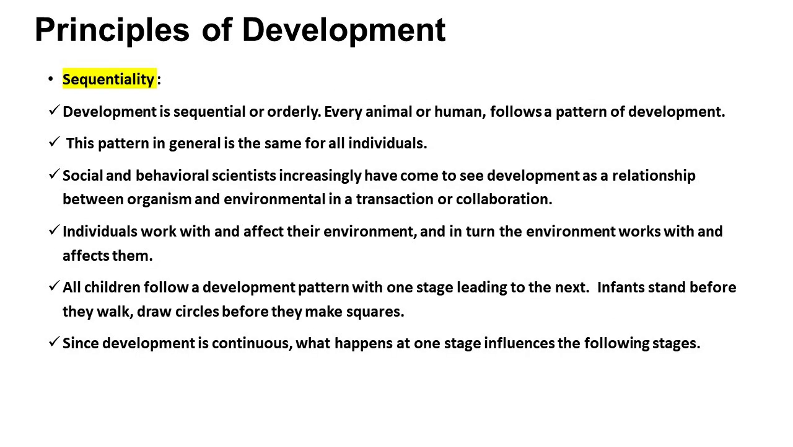Now we will try to understand sequentiality. Development is sequential or orderly. Every animal or human follows a pattern of development. This pattern in general is the same for all individuals. Social and behavioral scientists increasingly have come to see development as a relationship between organism and environment in a transaction or collaboration. Individuals work with and affect their environment, and in turn the environment works with and affects them.